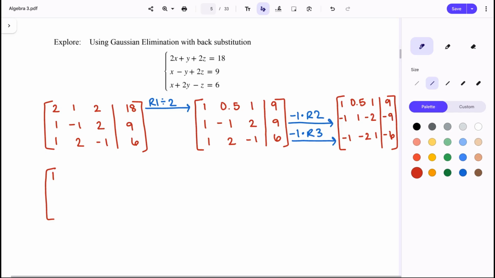So 1, 0.5, 1, and 9. But let's think about what we can do to the second row. How could I make this term here become a 0? Can we add it with a row? What row do you want to add it to? The first one. So we're just going to take row 1 plus row 2.